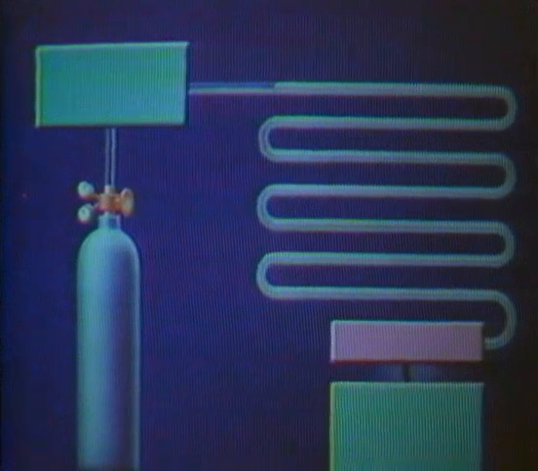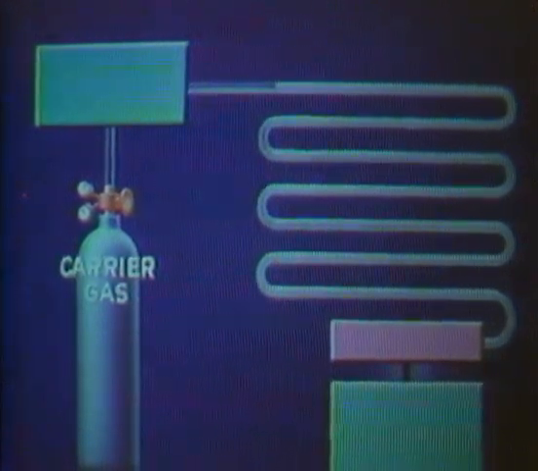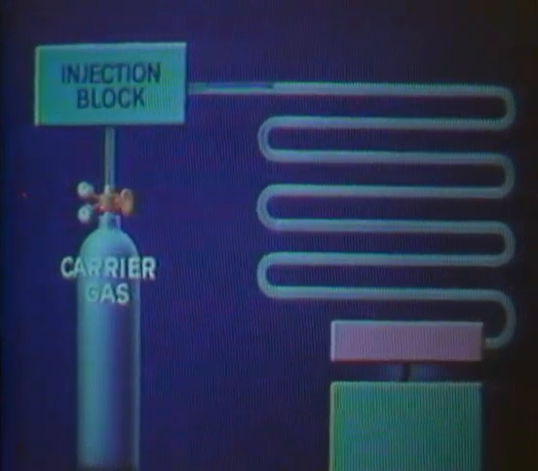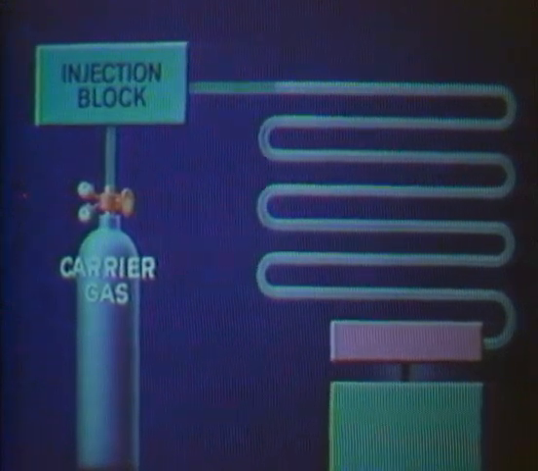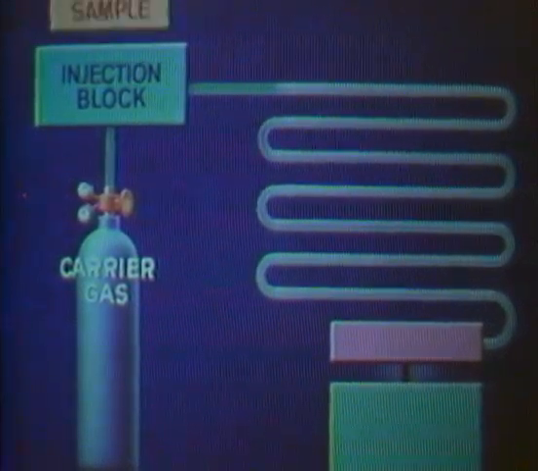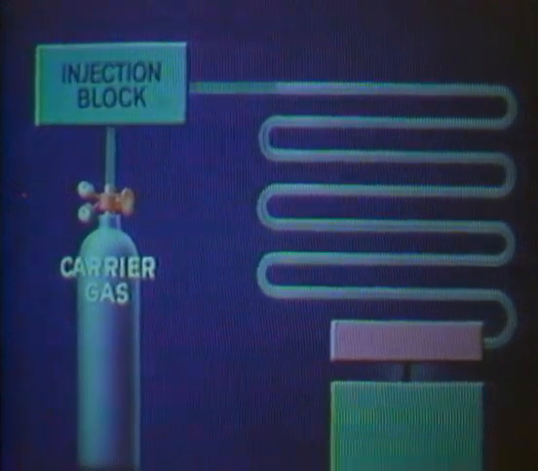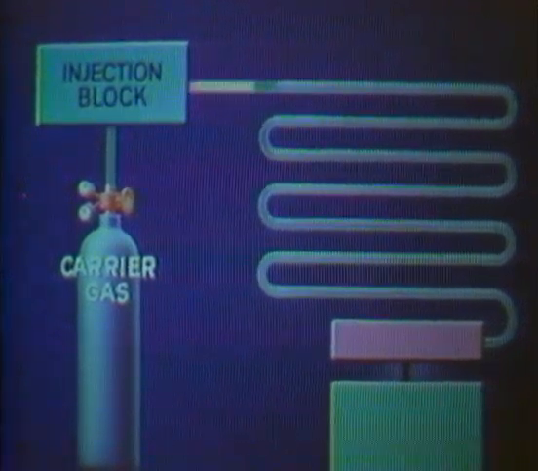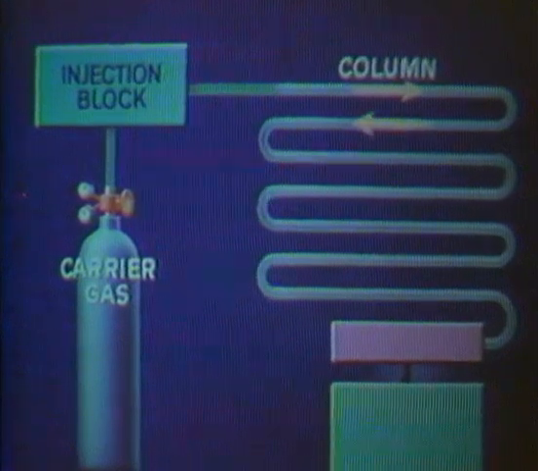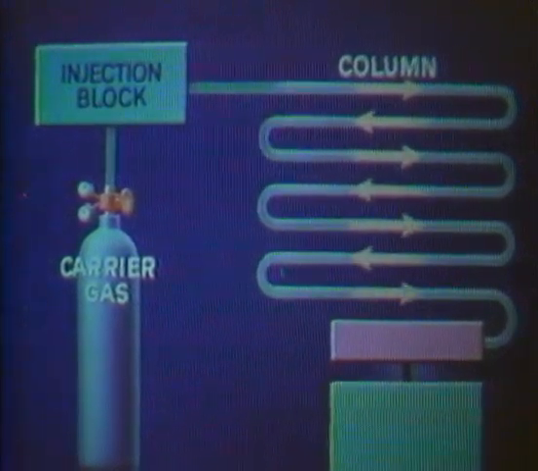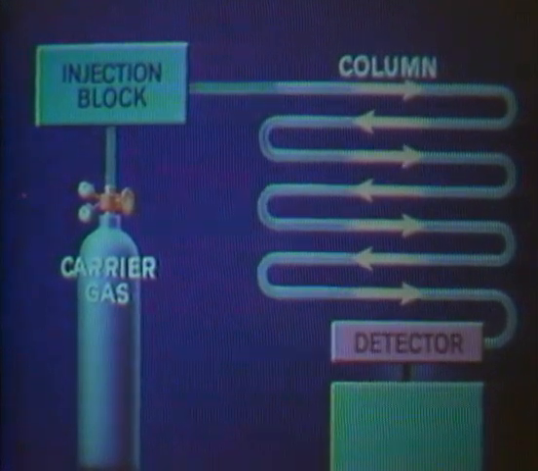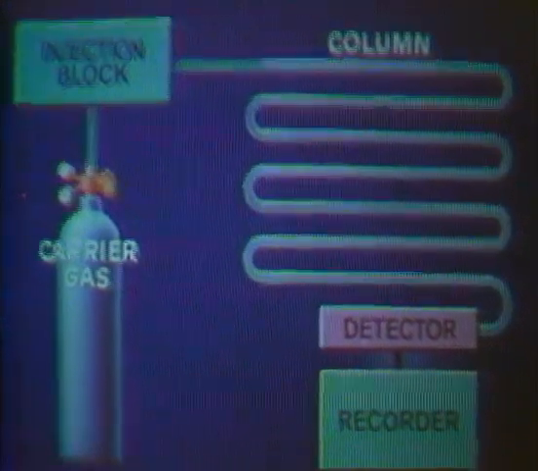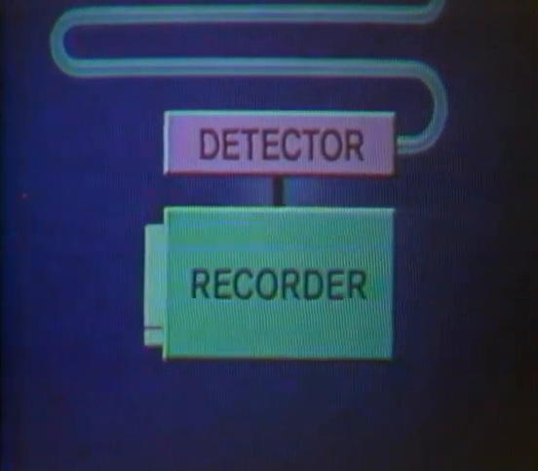A high-pressure cylinder supplies the carrier gas, the mobile phase. It flows through a pressure or flow regulator and into an injection block. A syringe or a sampling valve is used to introduce the sample into the carrier gas stream. If it is a liquid, it evaporates instantaneously. The carrier gas carries the sample vapor through the column, where it is separated into individual components. As each component leaves the column, it enters the detector, which responds by sending an electrical signal to the recorder. The recorder traces a peak for each component.